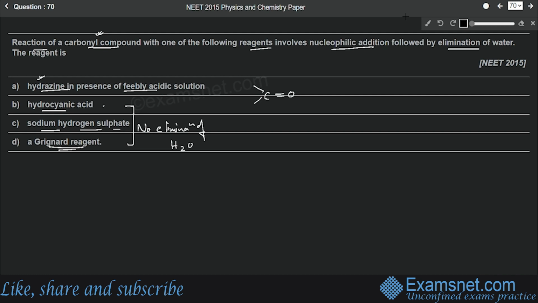So the reaction will look like this. This is carbonyl compound plus we have hydrazine NH2 NH2, okay. Then it will lead to the formation of the product. This is carbon double bond N single bond NH2, okay. So this will be the product formed. So option A, hydrazine in the presence of feebly acidic solution, will be the correct answer.